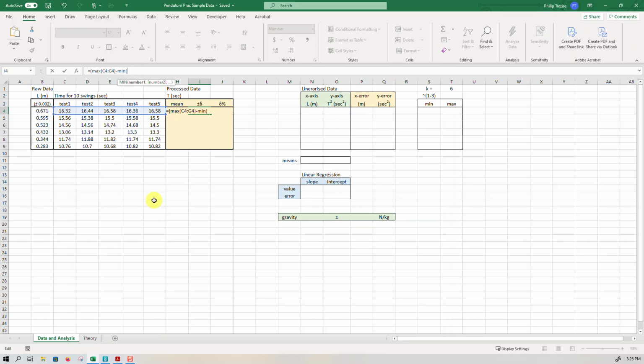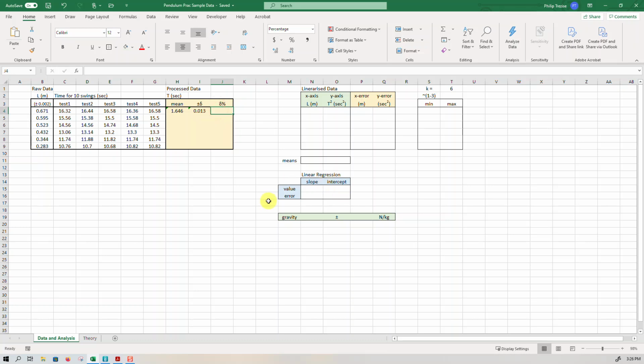That would be C4 colon G4. Now that's closing the bracket there on the minimum function. Now I'll close the bracket which is around all of that, so the subtraction is forced to happen. Usually I would divide by 2, but remember these observations are 10 times larger than what I really need, so I'll divide by a number 10 times larger than 2. I'll divide by 20. And that gives me the uncertainty of the mean.